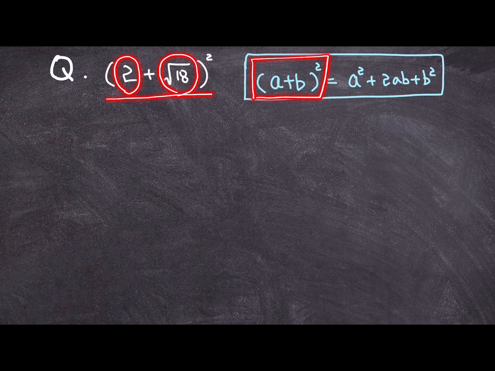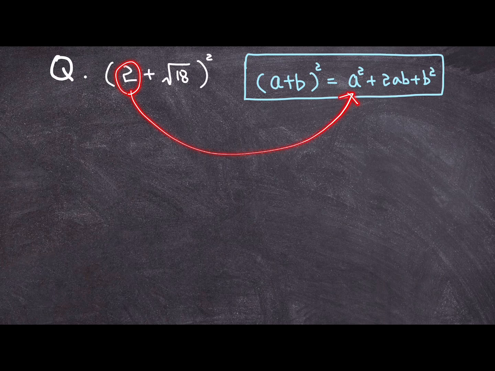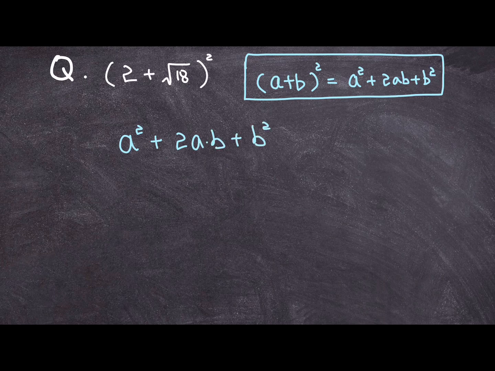So what we need to do is plug in 2 in place of a and square root of 18 in place of b, and just compute that and figure out what that is equal to. So let's go ahead and do that. I am going to write a squared plus 2ab plus b squared, and then in place of a, I am going to plug in the value of 2, and in place of b, I am going to plug in square root of 18. It's that easy. Now, let's go ahead and plug in those numbers and see what we get.